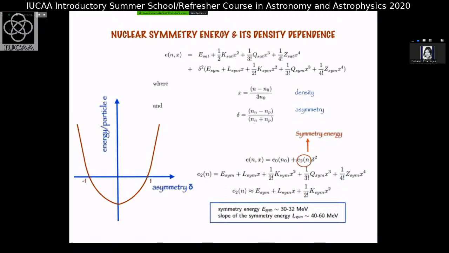And the E2, similar to the previous expansion, we see that there are terms corresponding to the different powers of X. And again, in the same way, the symmetry energy and then the higher orders of symmetry energy are less well known. So the uncertainty increases with density. And so we have only very limited experiments which give us some information about the possible range. And the symmetry energy is around 30 to 32 MeV, and the slope of symmetry energy, so the L-sym, is around 40 to 60 MeV.